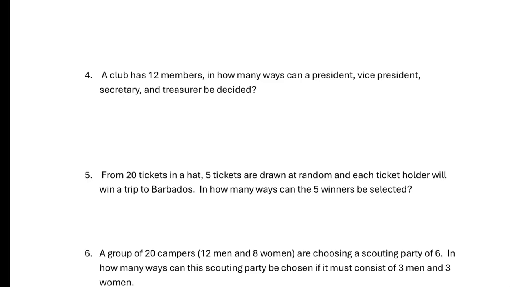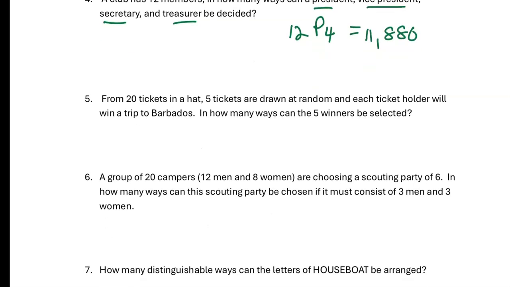Okay, a club has 12 members, and how many ways can a president, vice president, secretary, and treasurer be decided? So it's 12 place 4 because order matters. So let's get that value. I'm going to put 12, go math, across the top, probability, and down to nPr. And then I'm going to put in my 4. And there are 11,880 ways to do that.